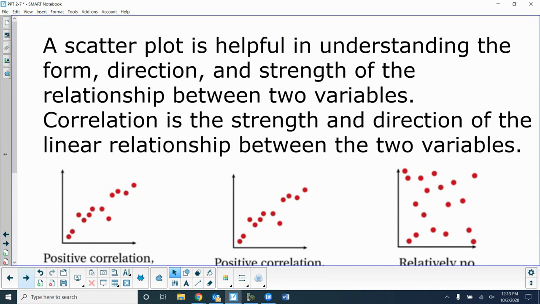So, a scatter plot is these things. These are called scatter plots or scatter diagrams or stat plots. And they're helpful in understanding the form, direction, and strength of the relationship between two variables. Correlation is the strength and direction of the linear relationship between two variables.